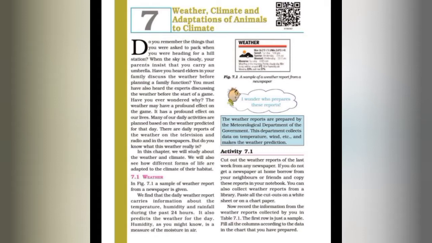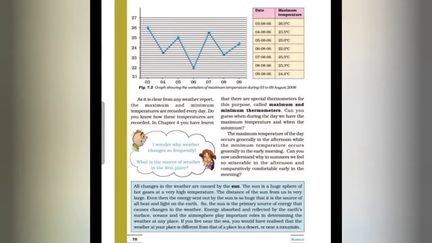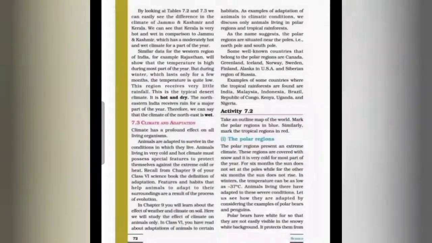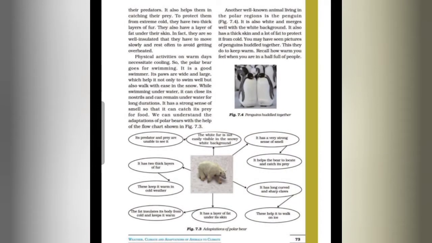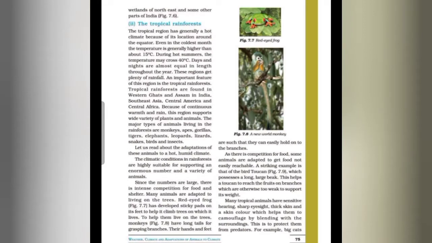So students, as you know, we have started chapter 7, that is weather, climate and adaptation of animals to climate. Today we are going to take the topic of the tropical regions, specifically the tropical rainforest. First we will go through the textbook.